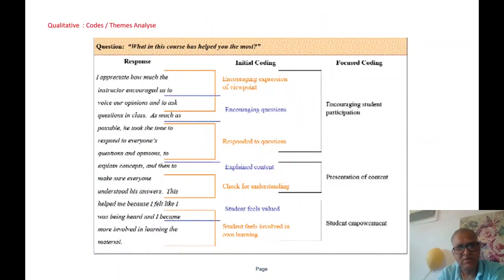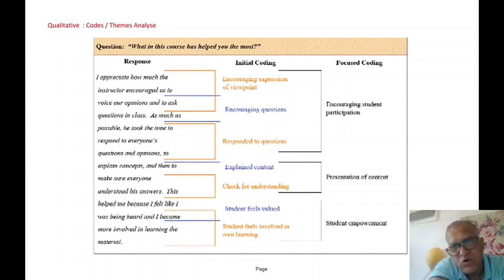Visually, qualitative analysis is when you type up an interview, then you read it. For example, here somebody is asking what they like about the course, and the student says, I appreciate how much the instructor encourages us, and how responsive they are to us. So each paragraph is read, and each paragraph is given an underlying name, an assumed name. That name which you assume as a title of that paragraph is known as a code or initial code.